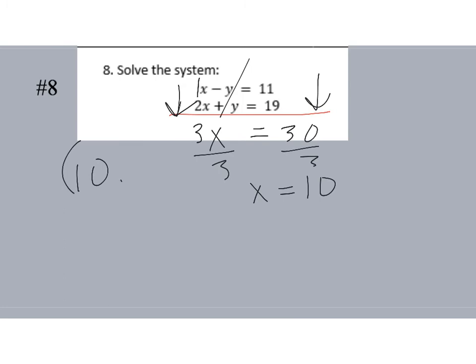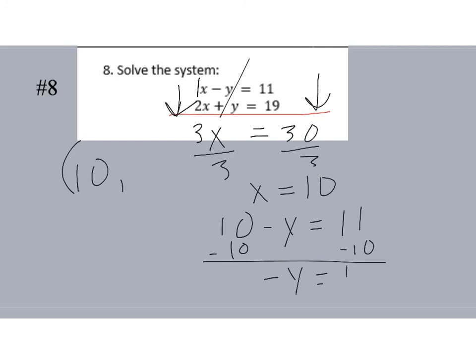So you can plug it into either equation, whatever you think looks easier. I'm going to plug it into the first one, and I have 10 minus y is equal to 11. Oh my goodness, this is so weird. What number can you subtract from 10 to get a bigger number? Let's follow our algebra. It'll make sense in a second. So I have a minus sign in front of that y. 10 minus 11 is 1.